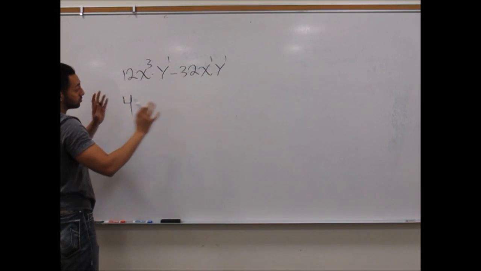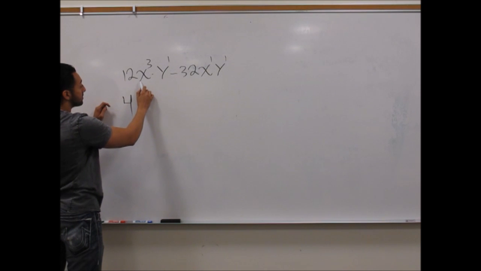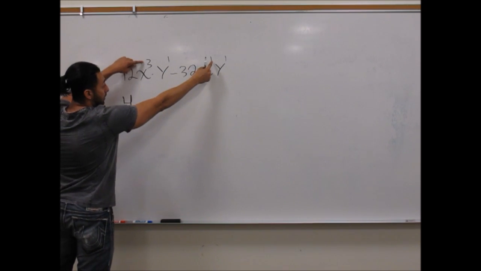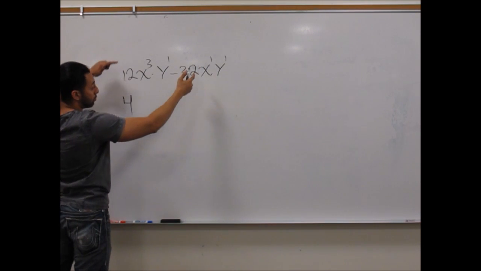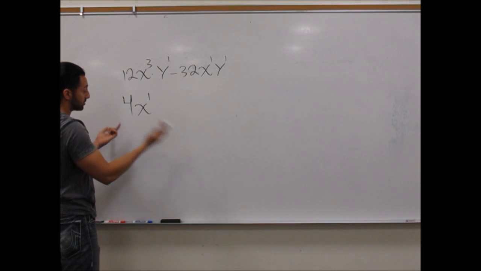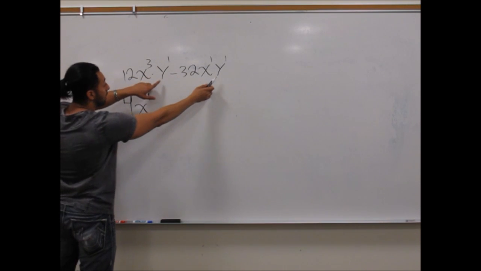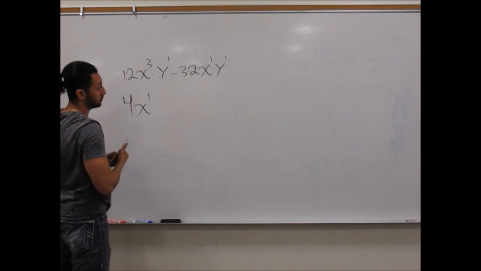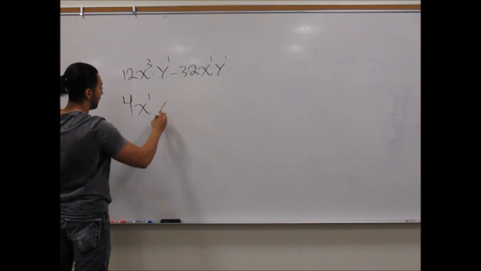So I'm going to look at the variables individually. We have an x, right? So I'm just going to look at the x's right now. It's x to the first power, right? As opposed to x to the third power. The lowest one is x to the first power. So I'm going to pull out an x to the first power, as far as the x's are concerned. Then when I look at the y's, they're both to the first power. So that's the lowest one. So I'm just going to pull out a y to the first power.